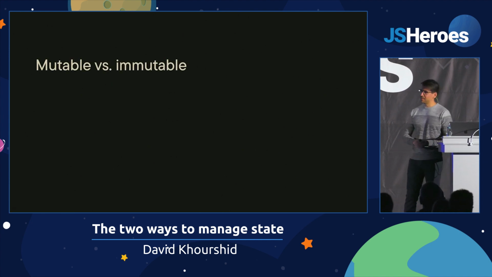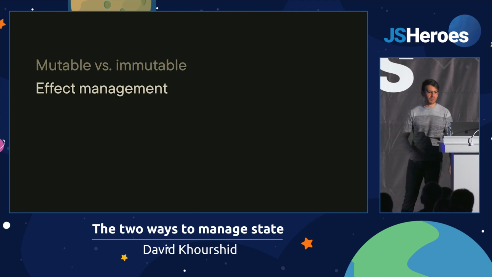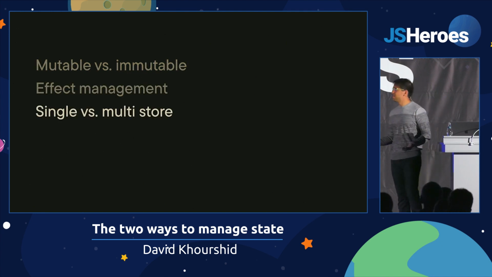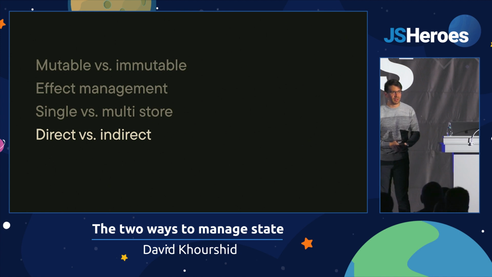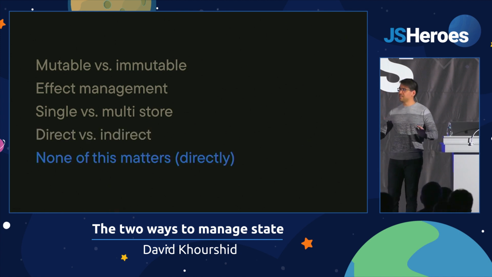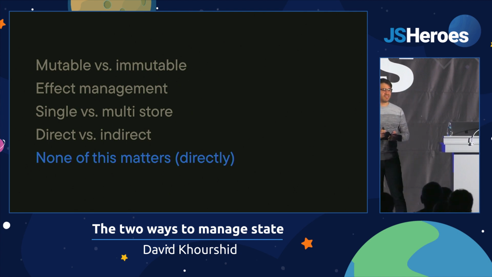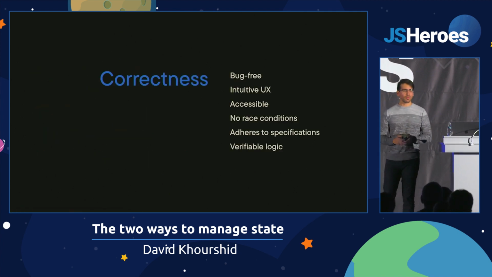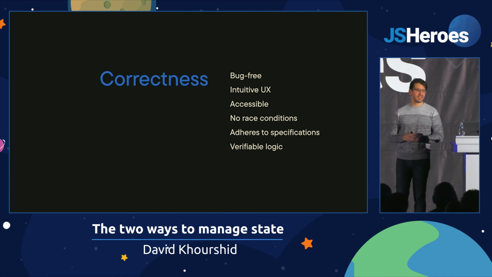So I have a minute left. Let's see how far we could get here. We talked about a lot of things: mutable versus immutable, effect management, single versus multi-store, direct versus indirect state management. But honestly, my biggest realization is that none of this actually matters. What really matters is 3 main things.